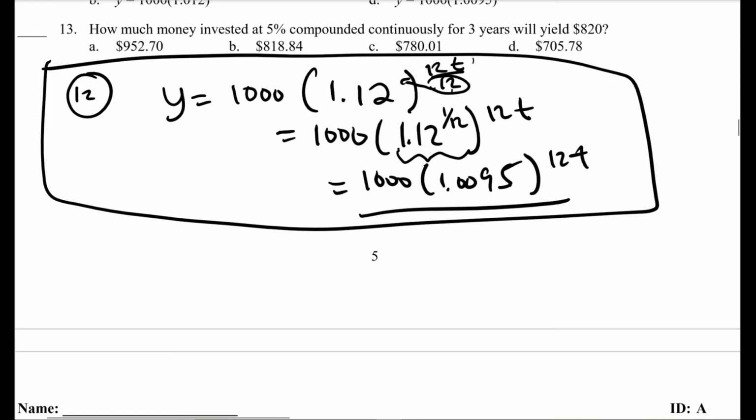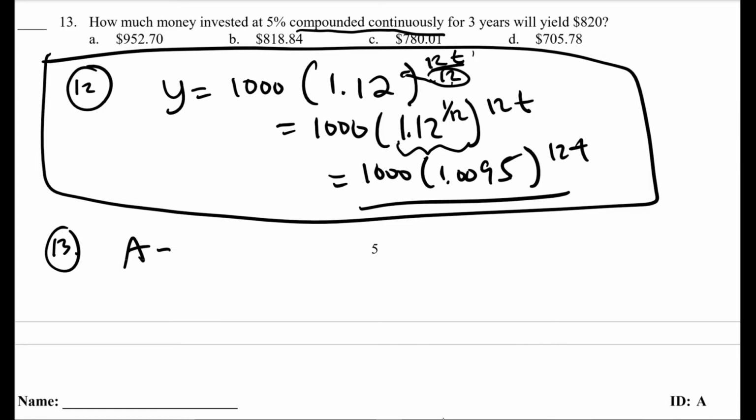Okay, so number 13. How much money invested at 5% compounded continuously for 3 years will yield $820? When you see compound interest in which you're compounding continuously, you're going to use A equals PE to the RT. This is the formula for compound interest, assuming that you're doing it continuously. Okay, so the interest rate R is 5%, which is 0.05. Then the time is 3.